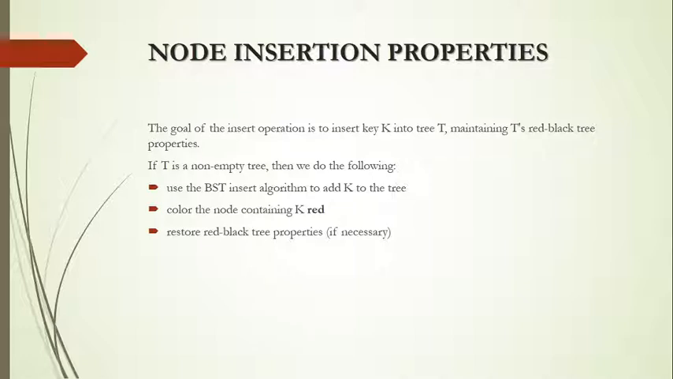Let's see the node insertion properties. The goal of the insertion operation is to insert key K. K is a new node that I'm inserting into the tree T, maintaining T's red-black tree properties. Every time when you insert a new node K in the existing tree structure, we have to make sure it has the red-black tree properties. If T is a non-empty tree, if already we have a tree structure and if you're going to insert K, use the binary search tree insert algorithm to add K to the tree.